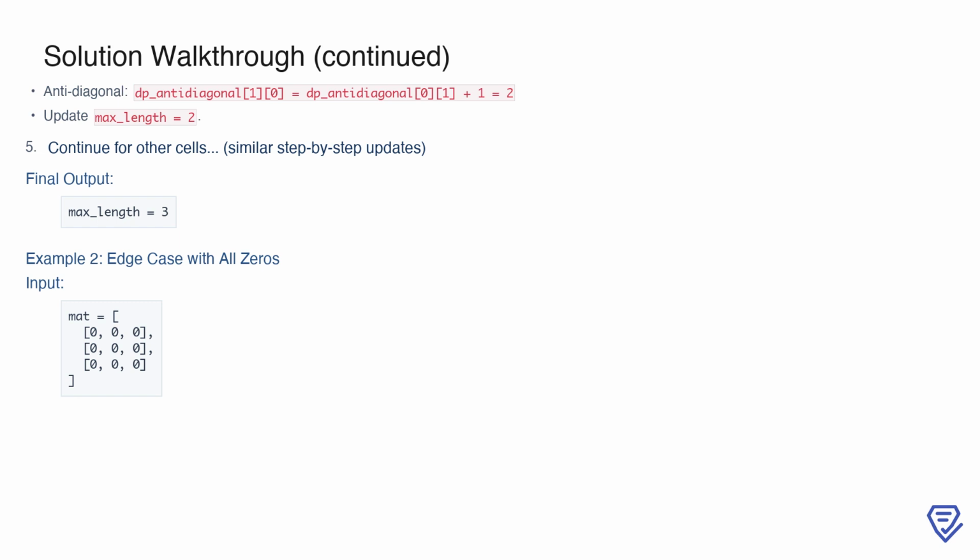The process continues similarly for the remaining cells, with each DP array updating based on the values in the matrix and the relationships with neighboring cells. By systematically applying these updates, we eventually determine that the longest line of consecutive ones in this example matrix is 3. The final value of max_length reflects this result.